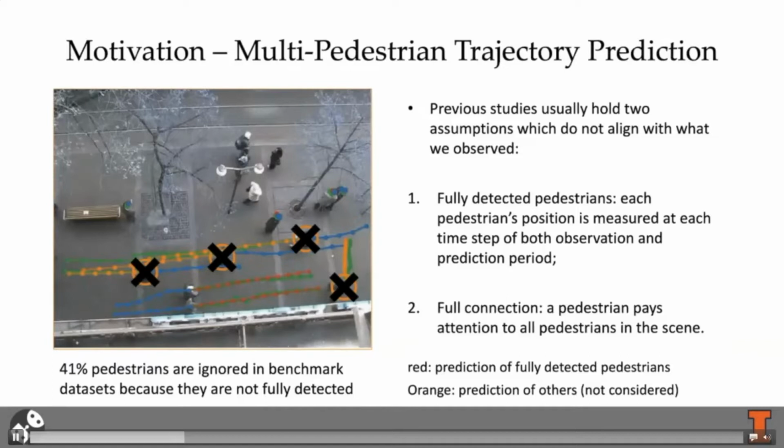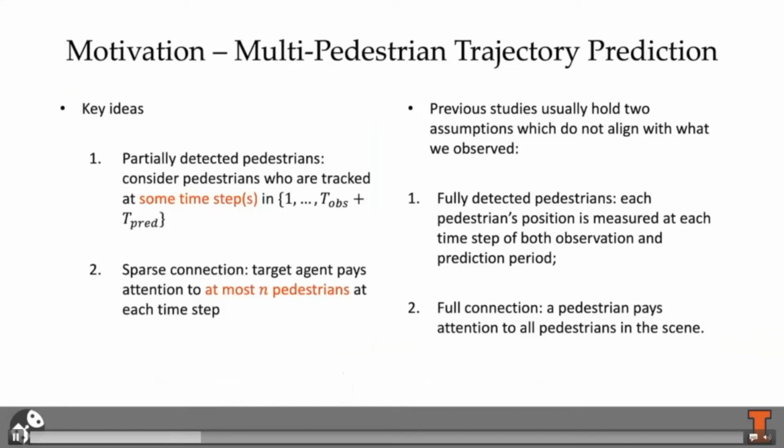The second assumption about full connection can lead to excessive influence of unimportant neighbors on the target, especially when the scene has a high crowd density, and it can lead to overly conservative behavior. To handle these assumptions, our work takes partially detected pedestrian trajectories as input. We consider pedestrians who appeared at some time steps during the interested period. Second, we impose sparse connection, such that the target agent pays attention to the n most important partially detected pedestrians at each time step, where n is a hyperparameter.